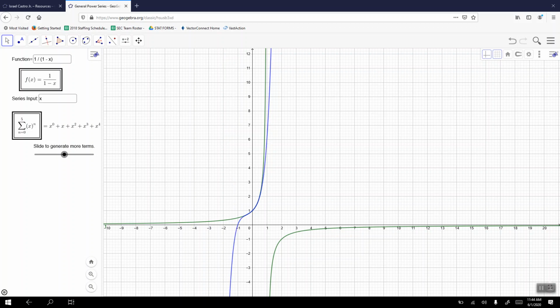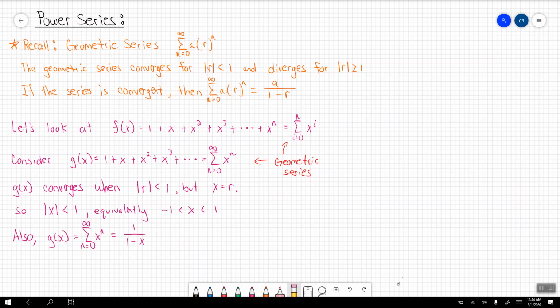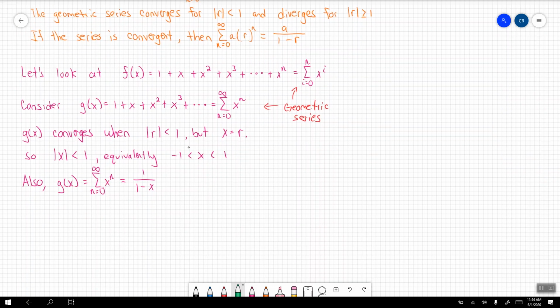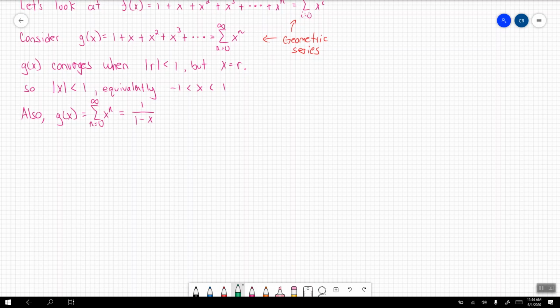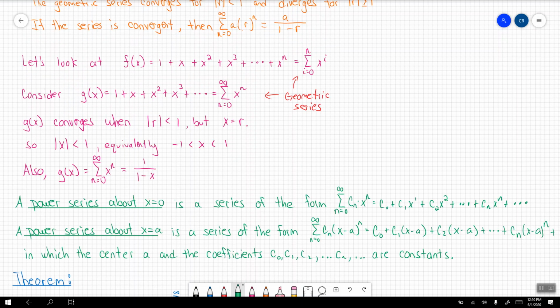All right, so now that we saw this visual representation for this power series, let's go back and start defining this a little bit more clearly. And again, here was that convergence ratio, or that convergence value between -1 and 1 for this function. So let's go ahead and write out the definition for the power series. Here are the definitions that we're working with.